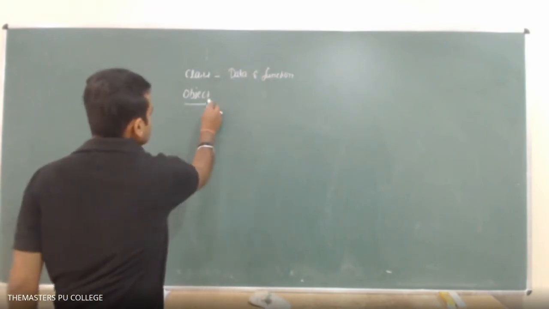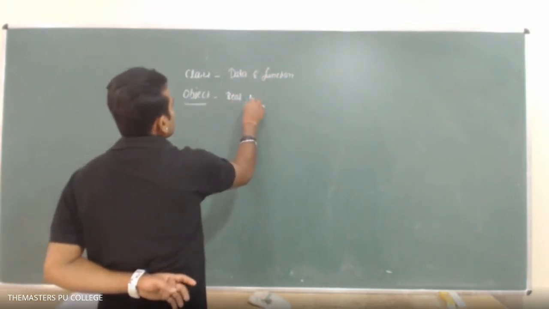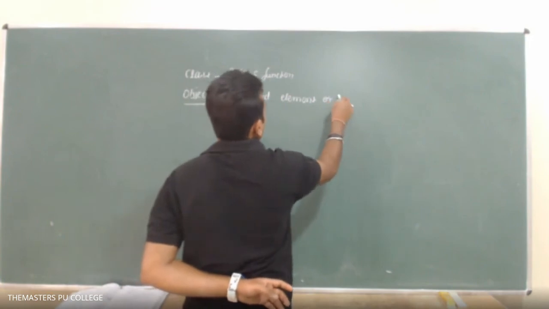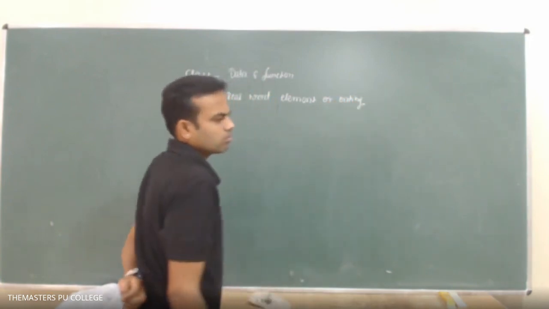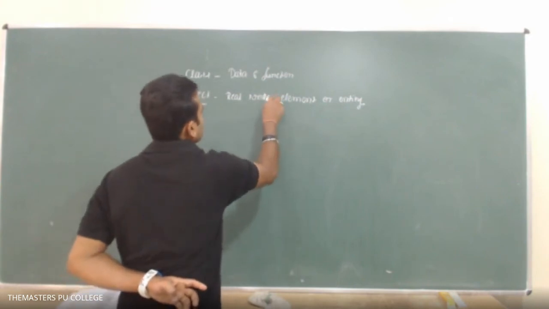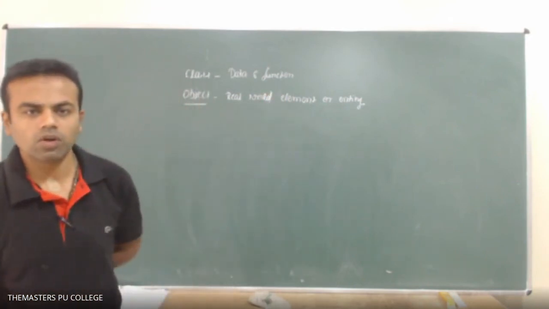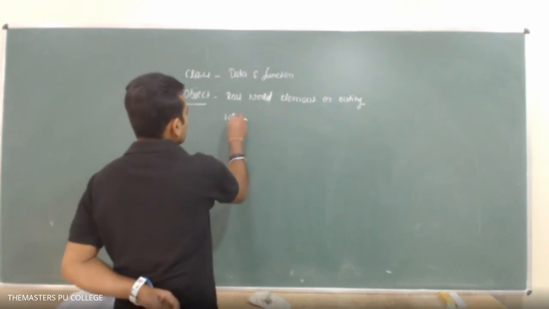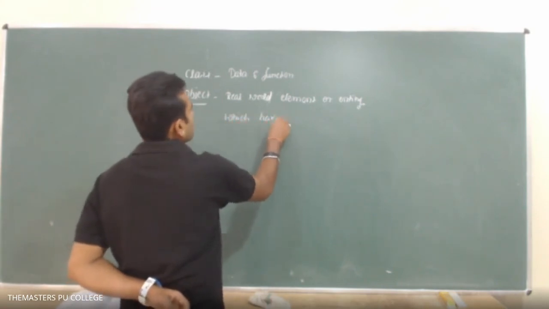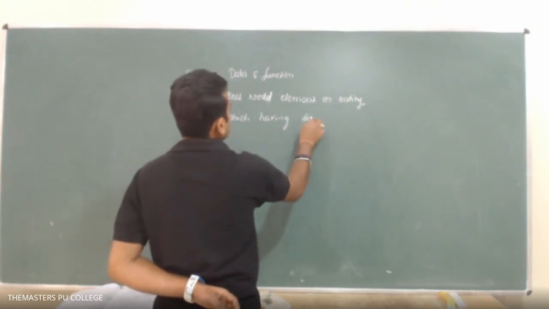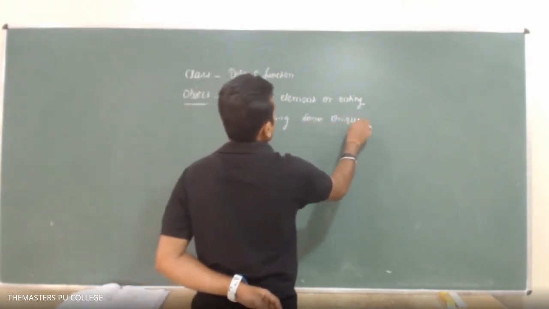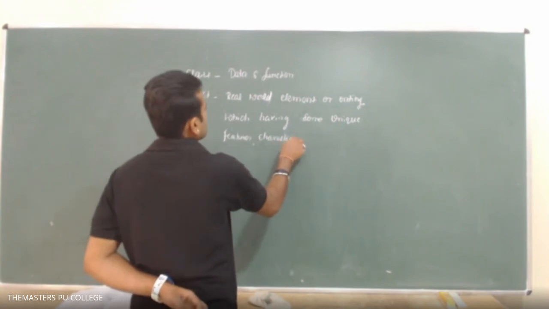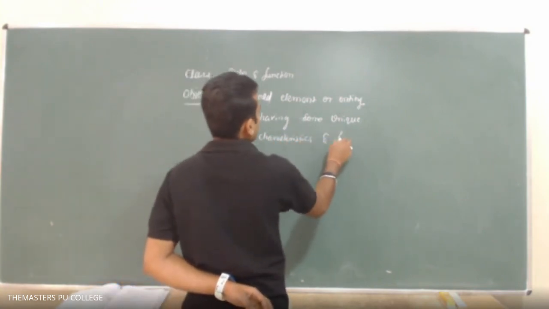So what do you mean by object? Object is a real world element or entity, which has some unique features, characteristics, behavior, and also you may say function.